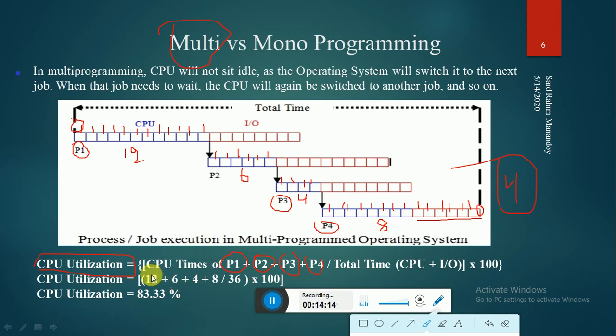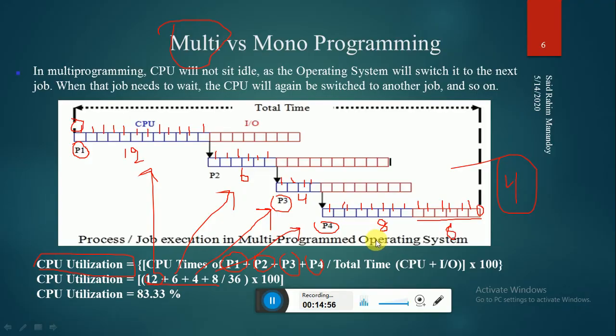So now 12 of first program, and then plus 6 of second process, 4 of third process, and 8 of fourth process, and then you need to sum up these, so this becomes 30, and then the total time of 30 plus 6 is equal to 36. You need to divide it by 36. You see here, so sum up the 30 divided by 36 and then multiply by 100, you will get 83.33%. Let me do it a bit in practical, right?